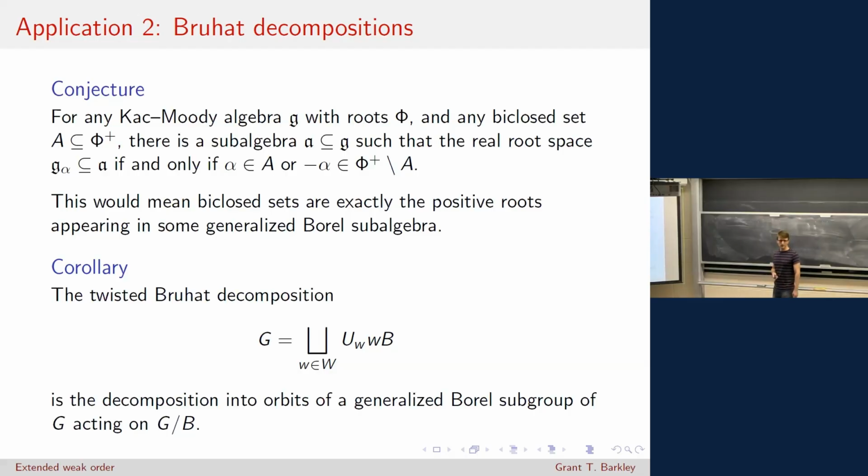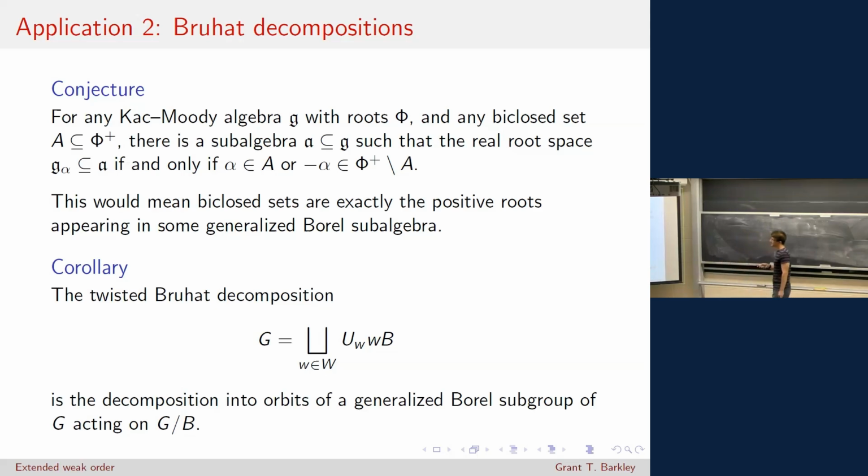So this is sort of a Lie theoretic analog of the Coxeter matroid conjecture. This conjecture says that if I have a Kac-Moody algebra g and the root system is phi, and a biclosed set of positive real roots, these are still the real roots, then there's a subalgebra such that the real root space is in the subalgebra if and only if the root is in the biclosed set.